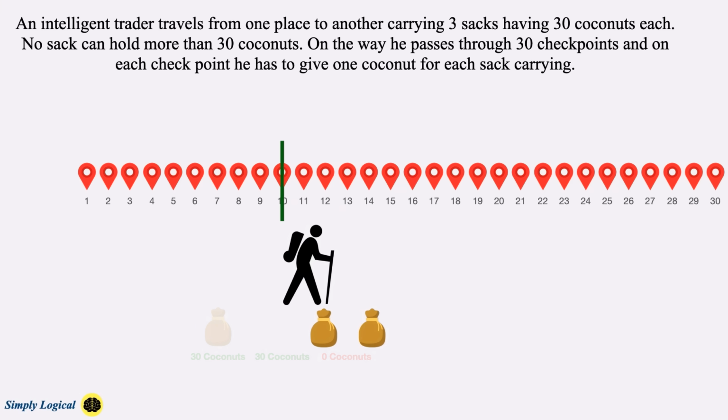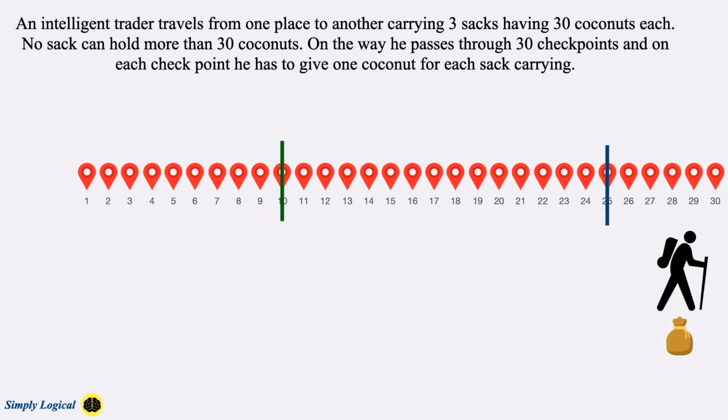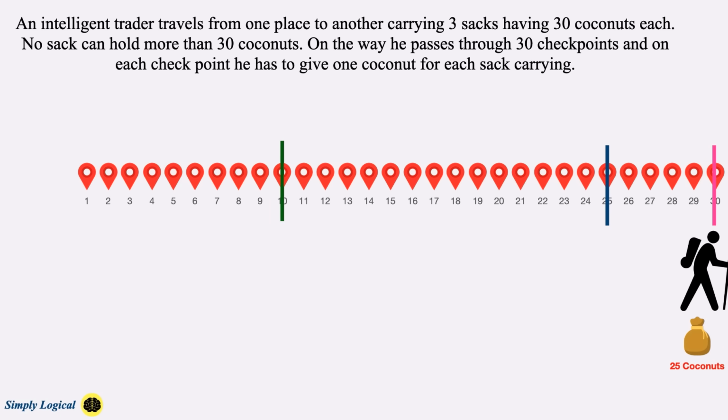Later, the trader passes through 15 more checkpoints. After passing through 15 more checkpoints, the trader now has 15 coconuts per sack, or 30 coconuts in total. At this point, the trader will transfer the coconuts into 1 sack. Now the trader is left with 30 coconuts in a sack. From here, at each checkpoint, the trader has to give only 1 coconut because there is only 1 sack left. By this point, 25 checkpoints are already covered and the remaining checkpoints are 5.